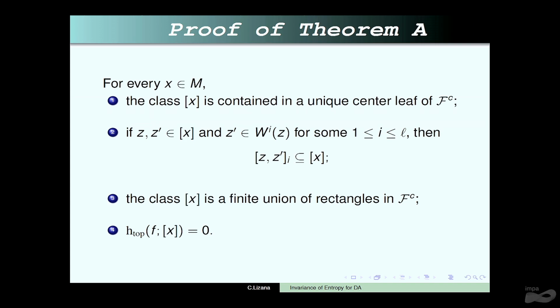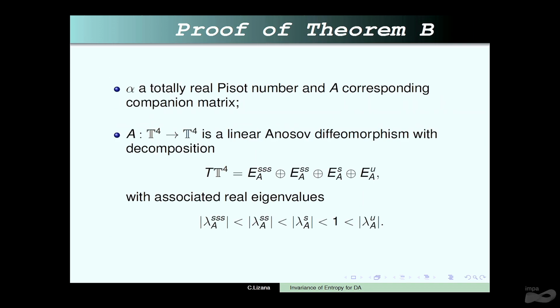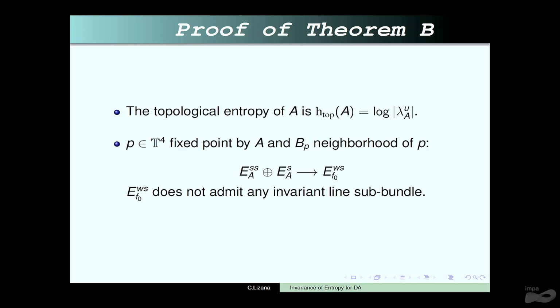So remember what I said. If you don't have the simplicity condition, you can construct an example with a topological entropy larger than the initial one. So how do we do this construction? Consider alpha a totally real Pisot number, and consider the companion matrix. This matrix is a linear Anosov, and it decomposes into one-dimensional subbundles. You have a one-dimensional unstable, and the others are all contracting. And then you can easily prove that the entropy is exactly the log of the largest eigenvalue.